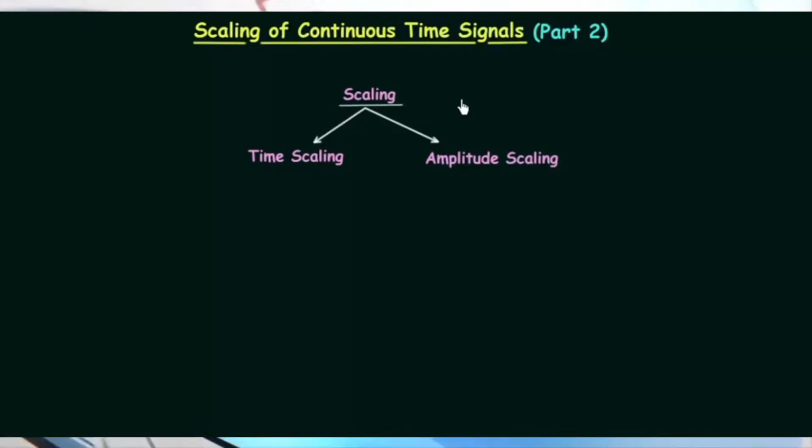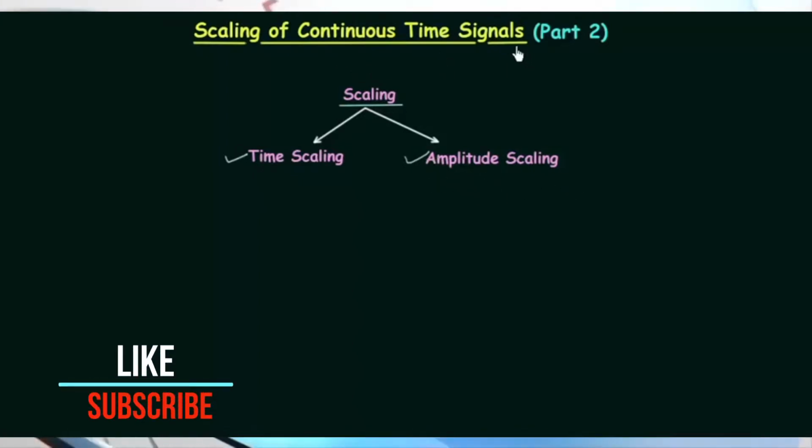Scaling of continuous and discrete time signals is of two types. The first one is time scaling and the second one is amplitude scaling. In the previous lecture, we have completed time scaling of continuous time signals, and in this lecture, we will discuss amplitude scaling of continuous time signals.